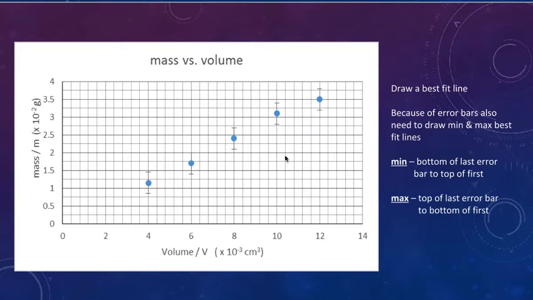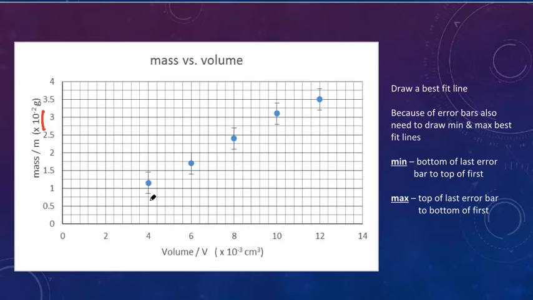We have a graph of mass on our y-axis and volume on our x-axis. Notice also that there's a multiplier here. All of these values are multiplied by 10 to the minus 2, and then the unit comes after that, grams. Likewise, the volume has a multiplier of times 10 to the minus 3, which isn't relevant for drawing our best fit, but is relevant for finding our slope.